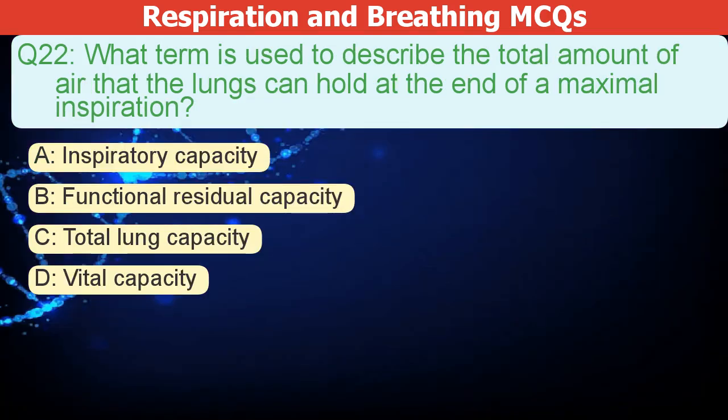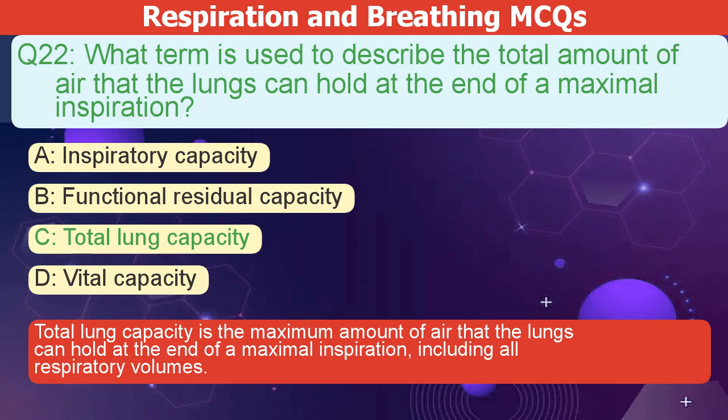What term describes the total amount of air your lungs can hold after a really deep breath? A. Inspiratory capacity. B. Functional residual capacity. C. Total lung capacity. D. Vital capacity. The correct answer is C. Total lung capacity is the maximum amount of air the lungs can hold at the end of a maximal inspiration, including all respiratory volumes.